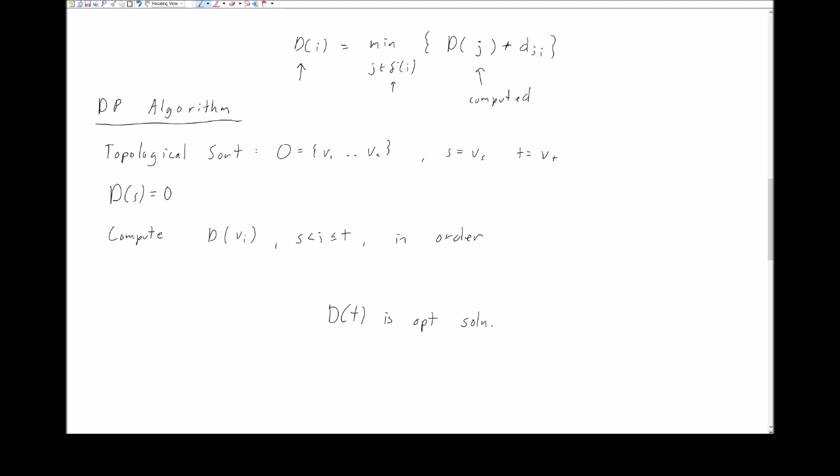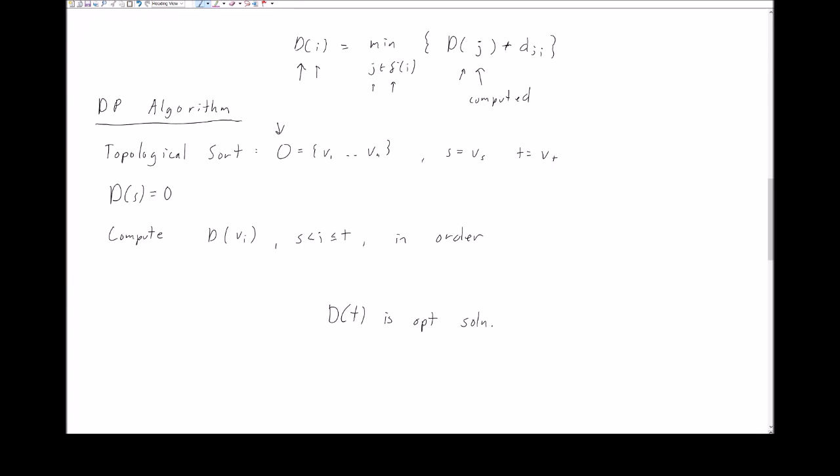So we need to be sure that we compute all of these objects in exactly the right order. This is where the topological sort comes in. We're going to sort the nodes according to the topological sort. If we order things according to O, then whenever we compute the shortest path from S to I, we're going to be guaranteed that we've already computed the shortest path from S to J, because J comes before I in this topological sort.